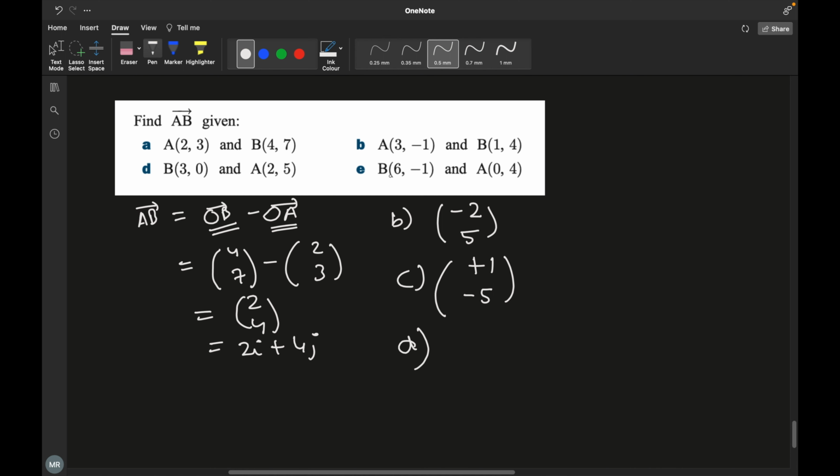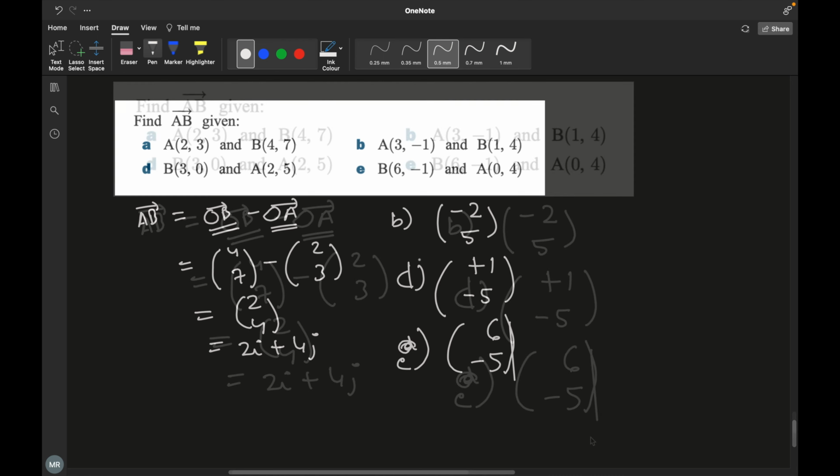D. This was D and this was E. So we have B, A. We have to do OB minus OA. So 6 minus 0 is 6, minus 1 minus 4 is minus 5. And it's that simple.